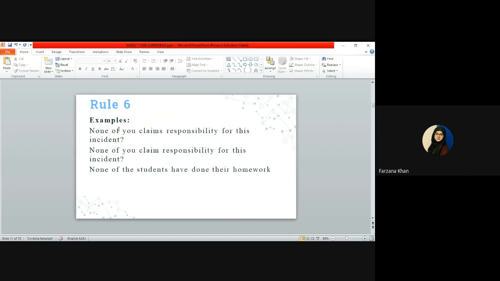Here you can see the example. None of you claims responsibility for this incident, but you can also use none of you claim responsibility for this incident. Similarly, you can also use none of the students have done their homework. So these three rules were about the indefinite pronouns.